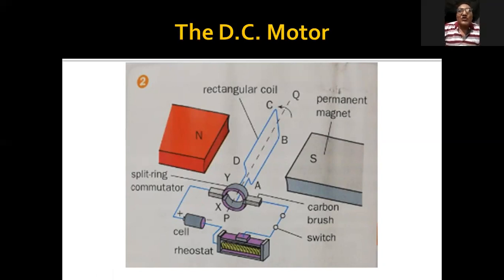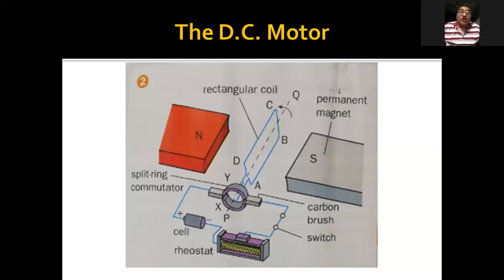But due to the inertia, the coil will not stop here. When the coil is in the vertical position, the gaps of the split ring commutator are in front of the carbon brushes. So no current is coming into the coil, and no force is acting on the sides of the coil. So no turning effect is produced.